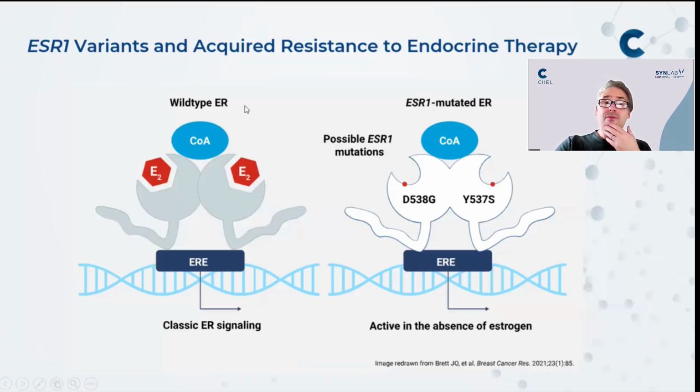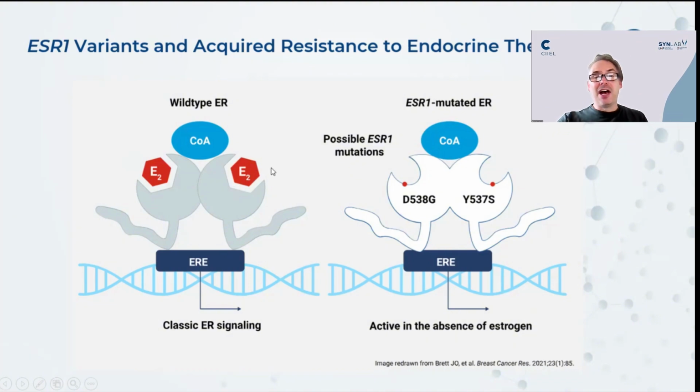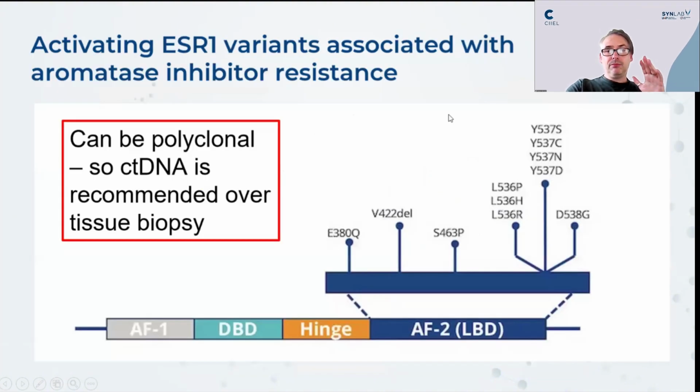This is how it works. They're activating variants in the gene that encodes for the estrogen receptor. And what it means is they then start signaling in an estrogen independent manner. So when you're using endocrine therapy, aromatase inhibitors, that stops working because it becomes estrogen independent essentially. Again, some very well characterized hotspot mutations, variants in the ESR1 gene.